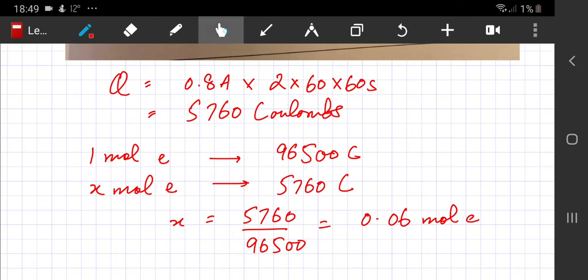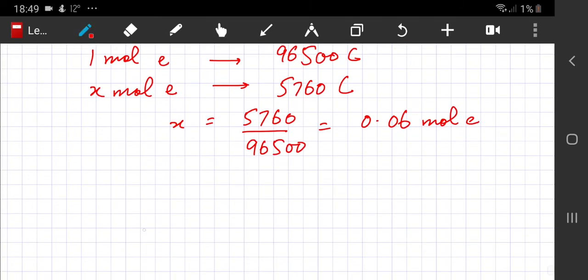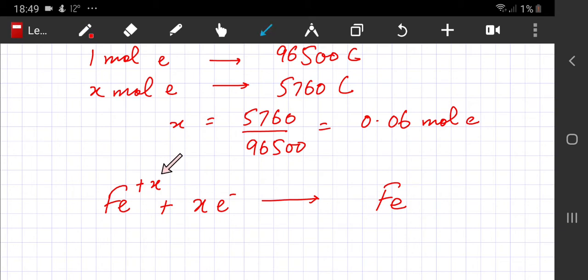So I'm not sure what the original oxidation state of iron is. So we don't know what the charge is. It's positive X, and if it's turning into iron, that means it's gaining how many electrons? It's going to gain X amount of electrons. Like if it was plus 3, then it should gain 3 electrons to form iron, and so on. So at the moment, I know how many electrons it's gaining. It's gaining 0.06 moles of electrons.